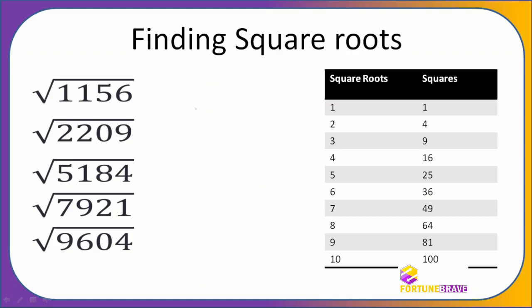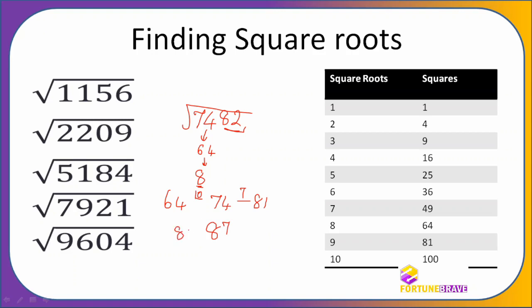Okay. So I will take what number now? We will take 7482. Something number. So we'll leave this. 74 we will take. The square less than that is 64. So your first digit is 8. Now we are going to find out how far 74 is from 64. It is 10. And how far from 81? It is 7. So what should be your answer? It should be something around 86 or 87. It will lie between 86 and 87.